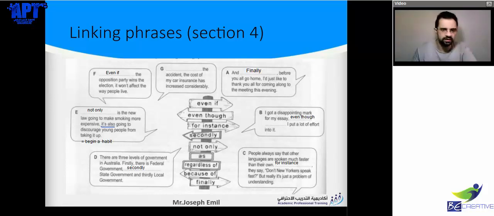Let's take a look at G finally. Something of the accident. The accident, that's a noun. It's not a verb or a complete sentence, so it's "because of." Be very careful of "because" and "because of." There's a difference between "because" and "because of." If you're going to use "because" only, you'll just say, because I had an accident last week, the cost of my insurance has increased considerably. Let's carry on.